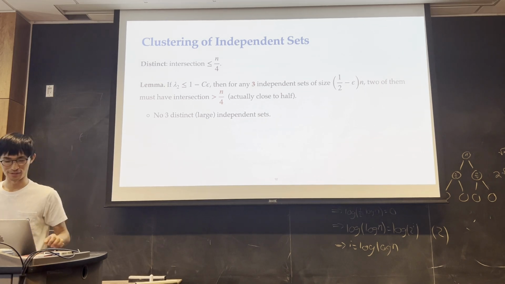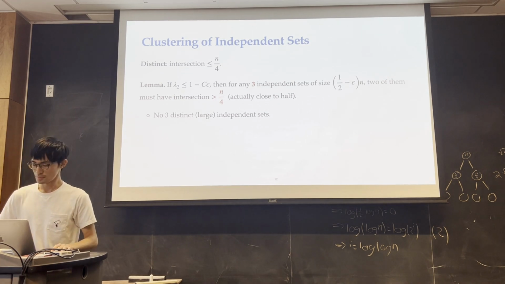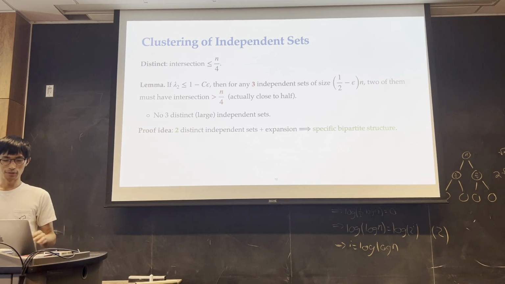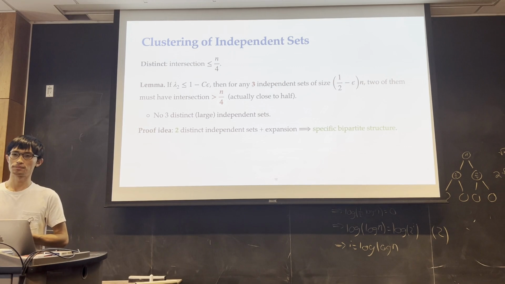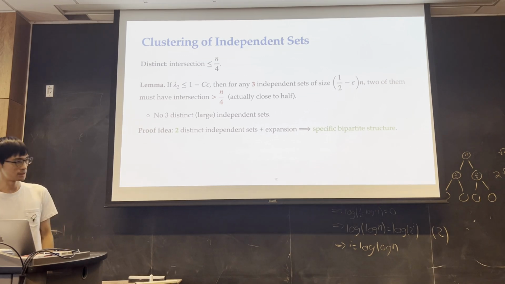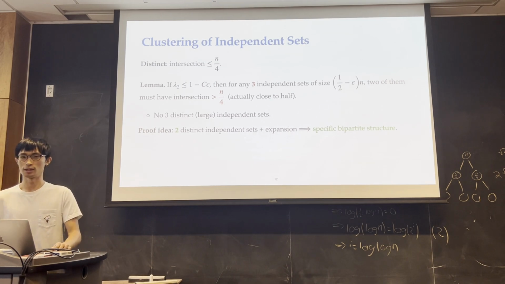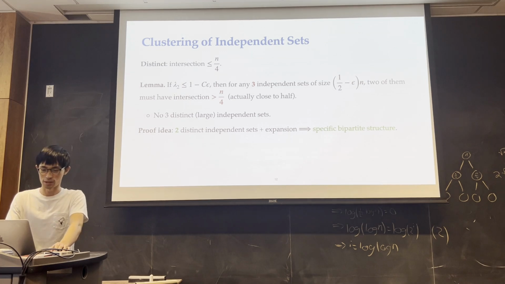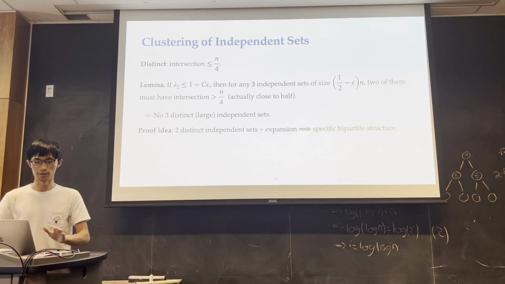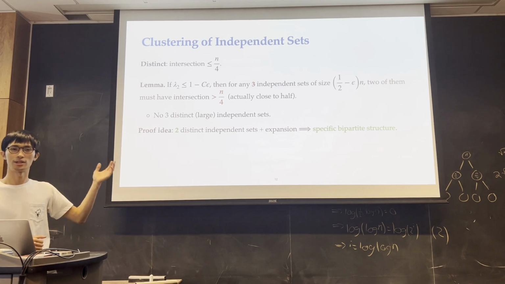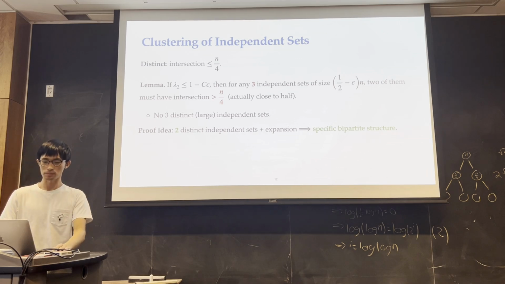Thanks so much for the questions. Here's a high-level proof idea. We first start out with two independent sets, and suppose they're distinct, meaning that they have intersection at most n over 4. Then the expansion assumption implies that the graph has some specific structure. Once we have this, we'll go to three independent sets and get a contradiction.